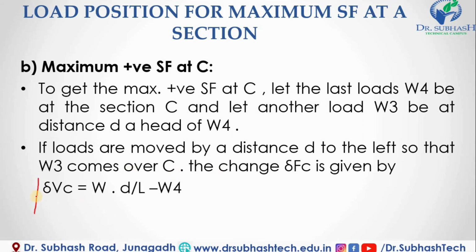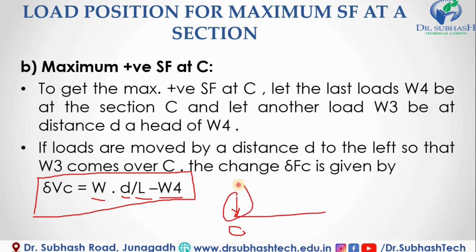And what should be the equation? Delta VC in positive, again W into D divided by L minus W4. D is the distance between two wheels, W is the total sum of W1, W2, W3, L is the total span, and W4 is nothing but the first point load placed beyond the section C. So these are the arrangements for finding the load position for maximum shear force, maximum positive shear force. The previous one was to find the maximum negative shear force.